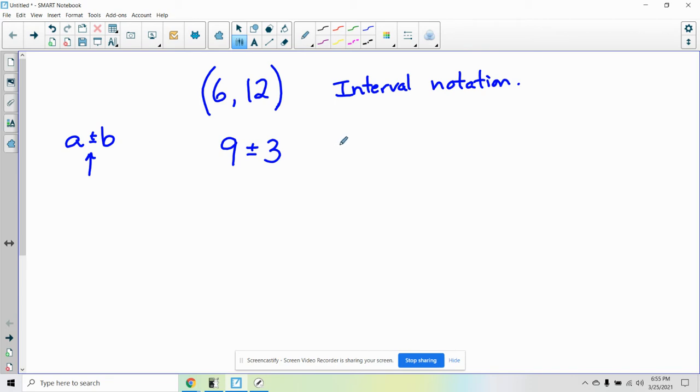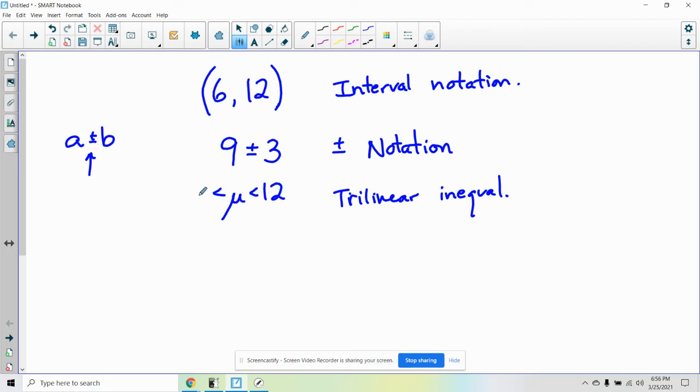So this is, I don't know the name of this. You can just call it plus minus notation. There probably is a name, but they just use plus minus notation on my math. They also might ask you to write a trilinear, it's trilinear, I think, inequality. Something like that. And that's going to be, you could say whatever we're talking about, mu, yada, yada, whatever it is, mu is less than 12 and greater than 6. So those are 3 ways you can write it.